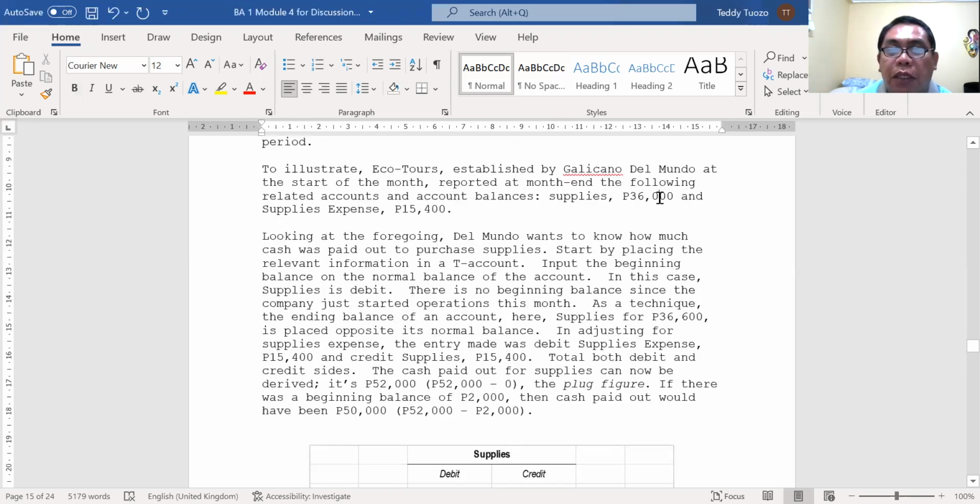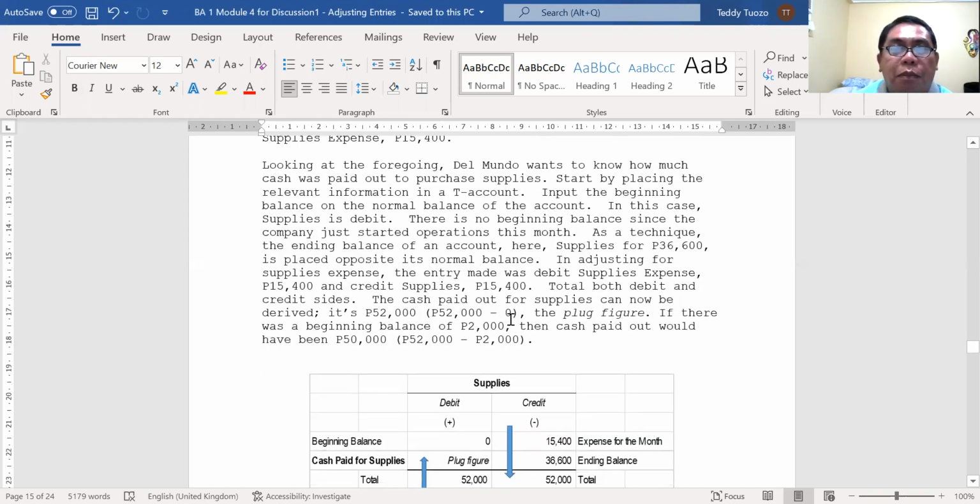Sige, 36,600 ba daw sa class? Okay, 36,600 is placed opposite to its normal balance. Kaya amo may kay balance, no? Amo may taglaw to supplies inventory, no? And then in adjusting for the supplies expense, the entry made was debit to supplies expense for 15,400 and credit to supplies for 15,400. Kung amo dyan ang expense account for the period. Total both debit and credit sides.